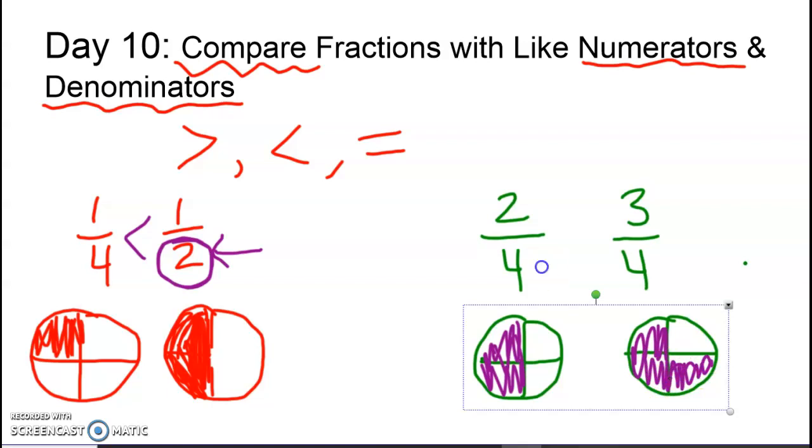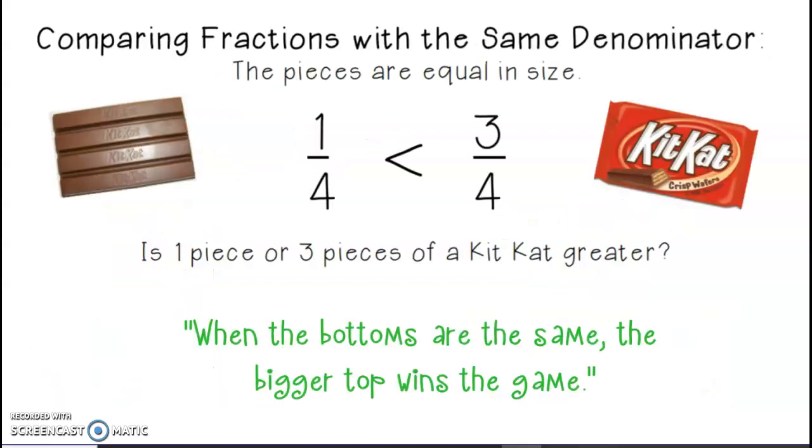Okay, so when the denominators are the same, the larger number on top in our numerator spot is going to be the greater fraction. Okay, that should make sense. You're eating more pieces of the same pizza, so it needs to be greater. Okay, so that leads us into our lesson for today.